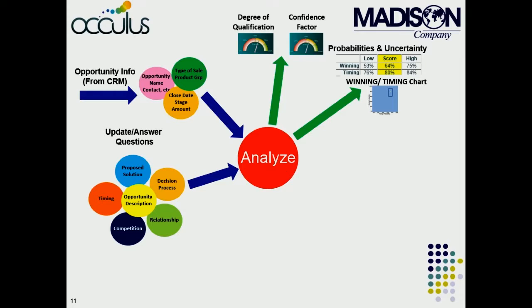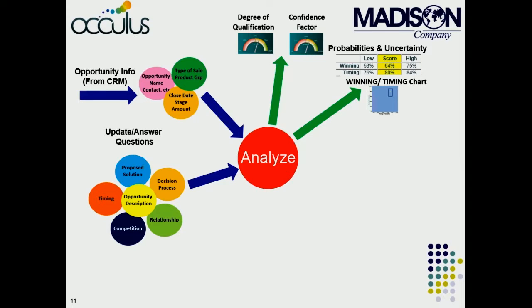At the next stage, what we're really looking at is probabilities: the probabilities of winning, and the probabilities of the timing that you're saying you're going to close at a certain date. The one underneath is the winning and timing chart, so you can visually see it. But if you look at the probability table, you can see that what Oculus measures is probability in two dimensions. The probability that you will win and the probability that you will close by the stated close date. So it gives you the probabilities based on the way that you answer these questions.